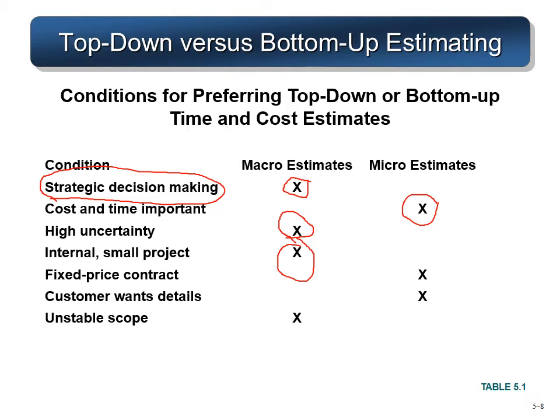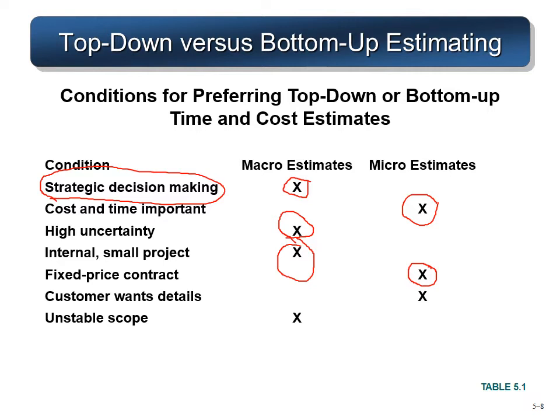Then there is a fixed price contract. Say you are submitting a bid and it is a fixed price contract and you cannot make changes in the future. So in that case, the project team will be going for the micro estimate because it has to be detailed. There shouldn't be any mistake. If you leave out a certain portion of the project, then you might not get paid for that. So you have to include everything which is part of that project.